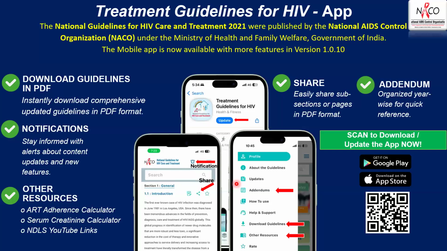This is the treatment guidelines for HIV app. I think Shweta will go through this. Yes, sir. She will lead you through this. So if we can keep this slide for now.